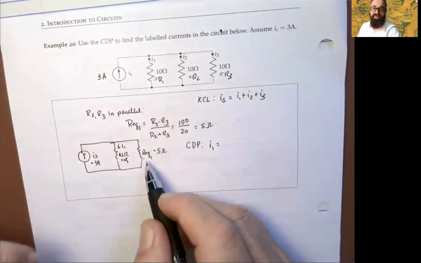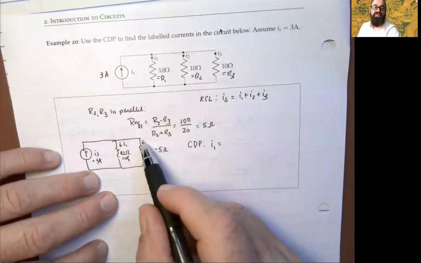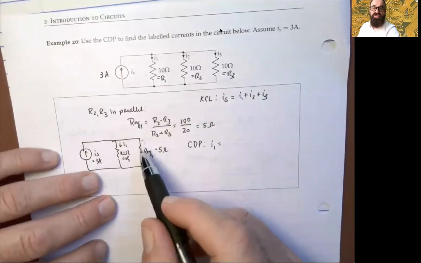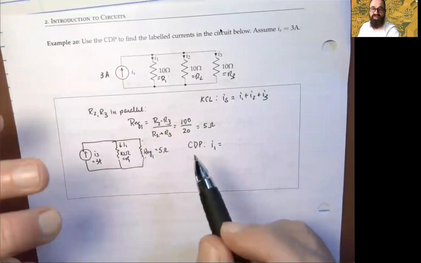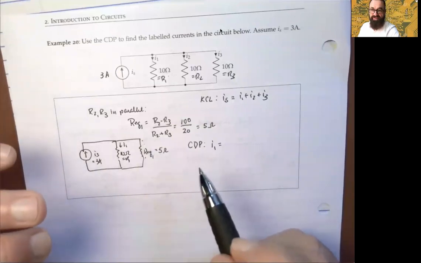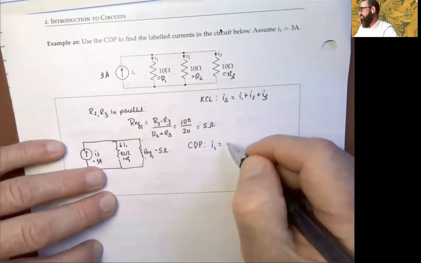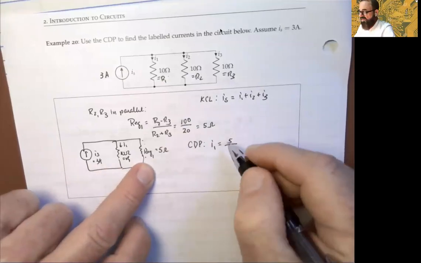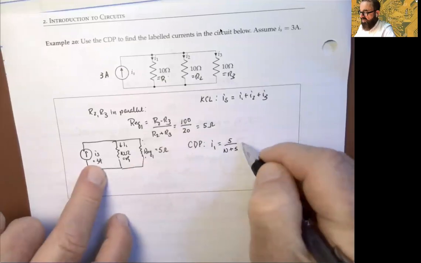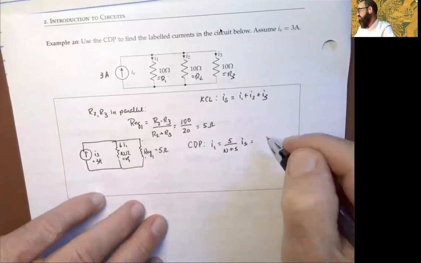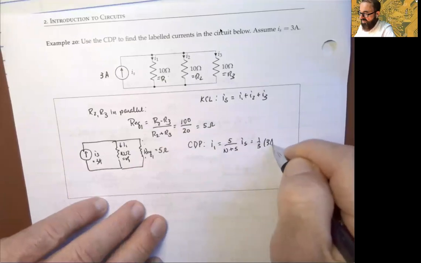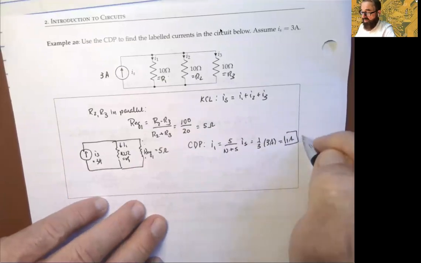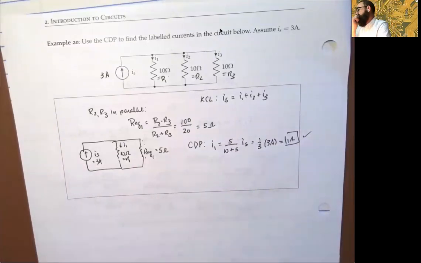Again, let me just back up to make sure that was clear. You can't say this is I2 or I3 because current is not shared across parallel resistances, only voltages, okay, all right? So we can use CDP to get I1. You would use its neighbor, which is 5 ohms, over the sum, which is 10 plus 5, times the source current. And so that would give us a third times the 3 amps, and we get 1 amp, which we know we're supposed to get anyway, right? So we would know by that argument that the I1 right here has to be 1 amp, okay?